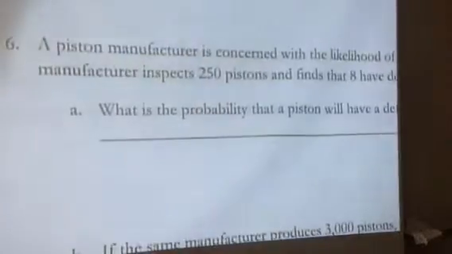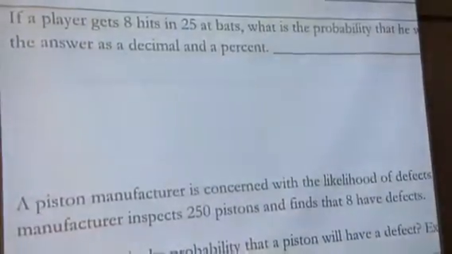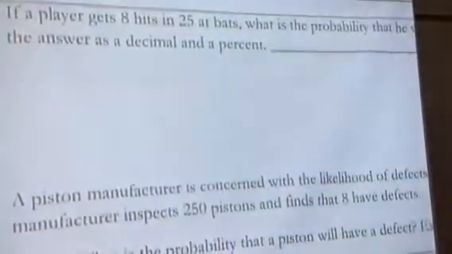So here's an example. I think of experimental probability in terms of something like a batting average. If a player gets 8 hits in 25 at-bats, what is the probability that he will get a hit on his next at-bat? Express the answer as a decimal and as a percent. To figure that out, I just use this formula: the number of times an event occurs divided by the number of trials.